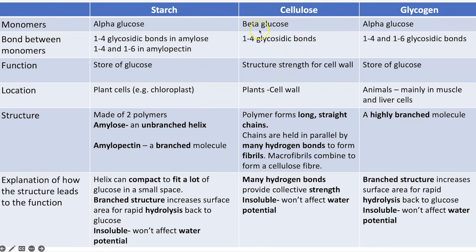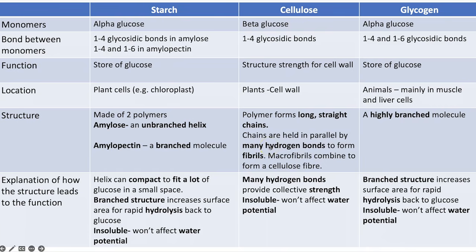This is the one that we said is made of beta glucose. 1 to 4 glycosidic bonds join them together, and that means you don't have any branches. You just get these long, straight chains of the polymer, which can therefore lie really closely together in parallel, and hydrogen bonds then form between these chains. And the fact that so many hydrogen bonds form between them is what provides this structural strength to the molecule.